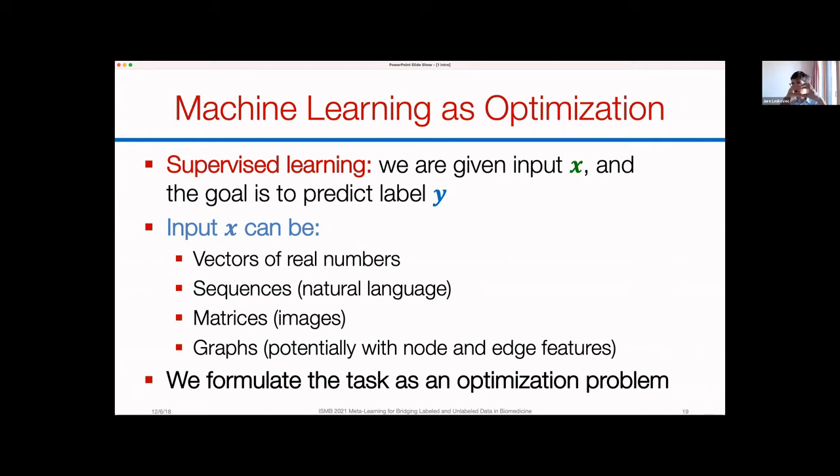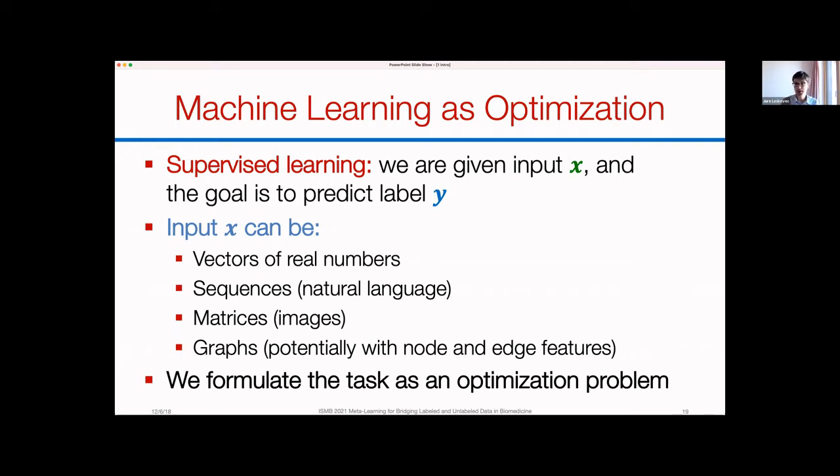It could be a sequence, like a natural language description of something. It could be a matrix, so a matrix of numbers. So an image can be represented as a matrix or as a tensor of numbers. Or input X could even be a graph. For example, a molecule can be represented as a graph, as a set of bonds between the atoms. So that's the input. And then the task is to predict some property, some label of each of these inputs.